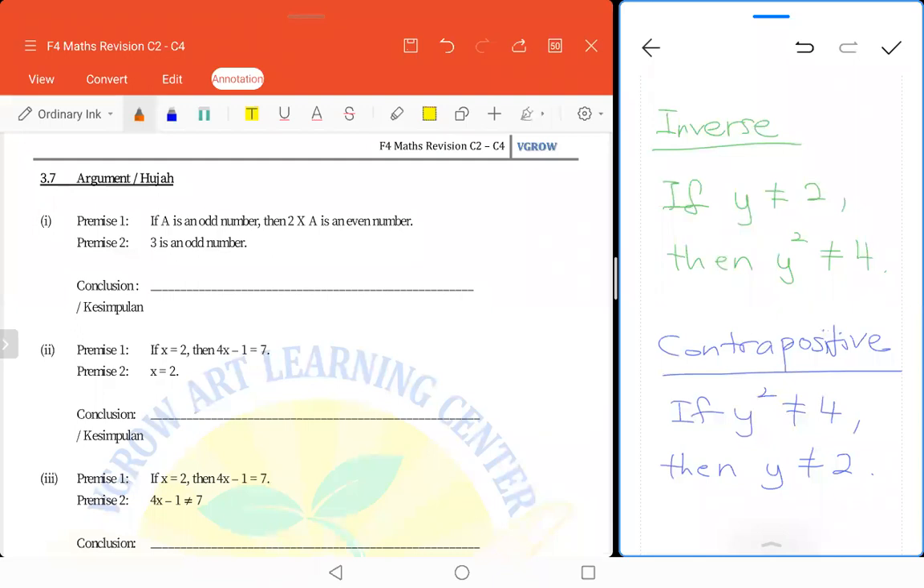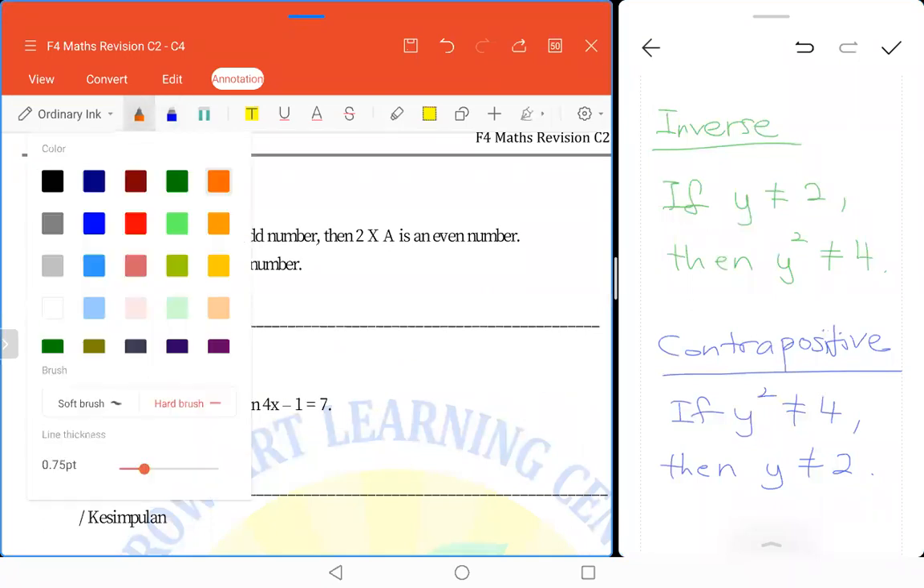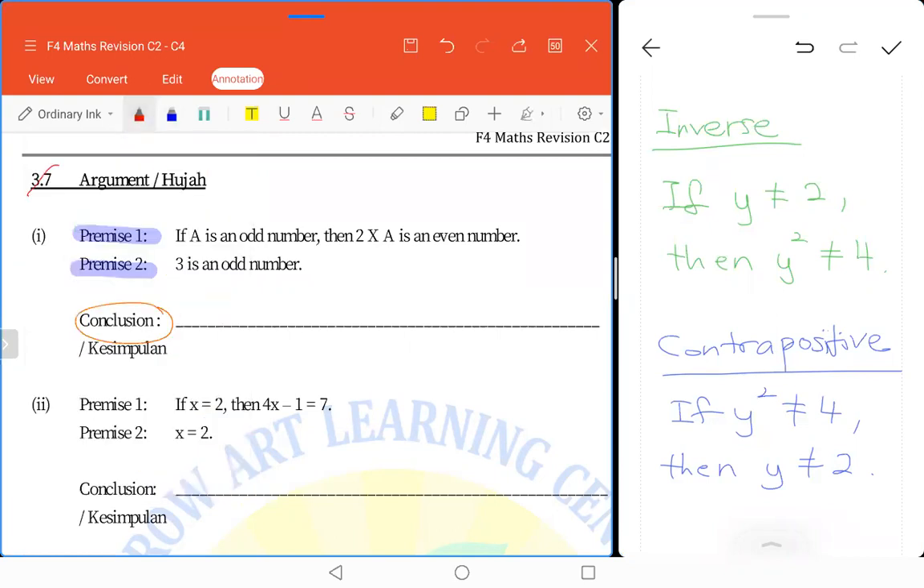All right. Next, 3.7 is argument. Not asking you to argue. So how we see the sentence, how it argues itself. So usually we'll have three sentences. First is the premise 1, premise 2, and conclusion itself. This is a very important part. 3.7 is a very important subtopic. I would say mostly it will come out under this subtopic, argument.